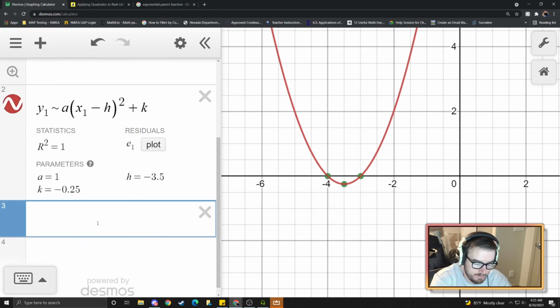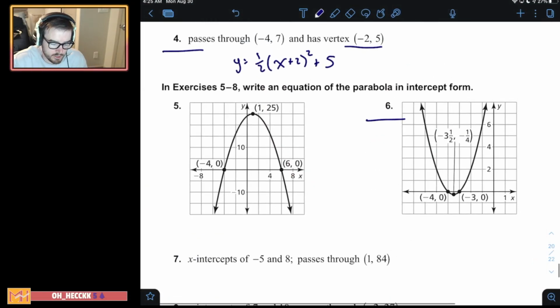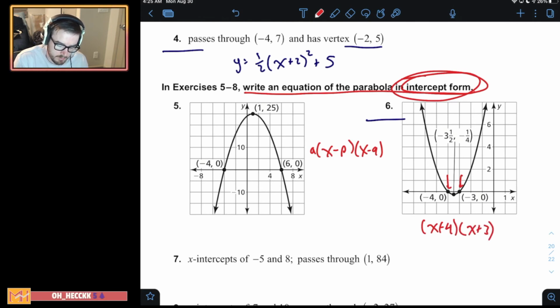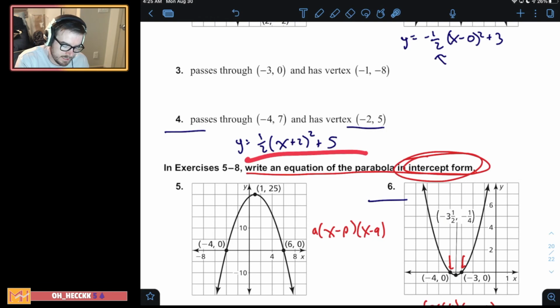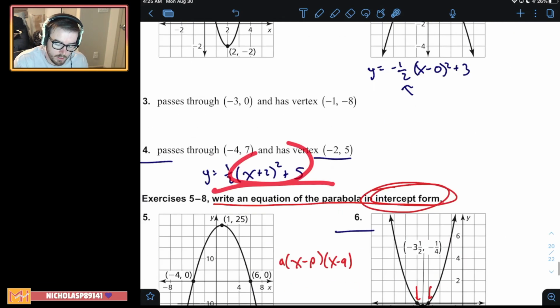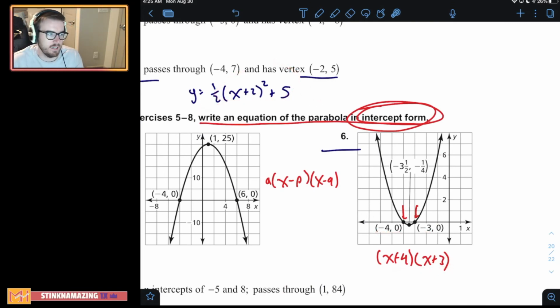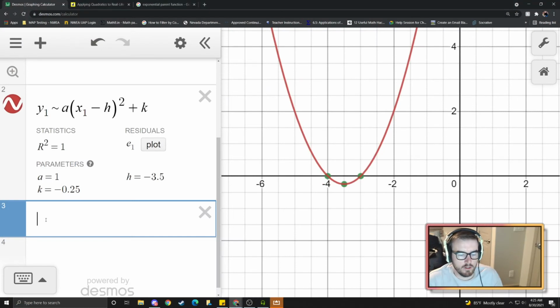And I want to type something different here because, for this problem, I should have read the directions before starting. It says to write the equation in intercept form, which is x minus p, x minus q, okay? So if the x-intercept is at negative 4 and an x-intercept is at negative 3, we know this to be true. The fact that we could assume the vertex, that's the easy part for vertex form. We can assume that this is plus 4 and this is plus 3 because our intercepts are at negative 3 and negative 4. But let me go and show you how I would type this in.